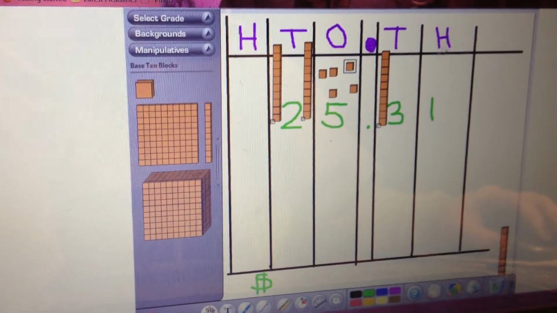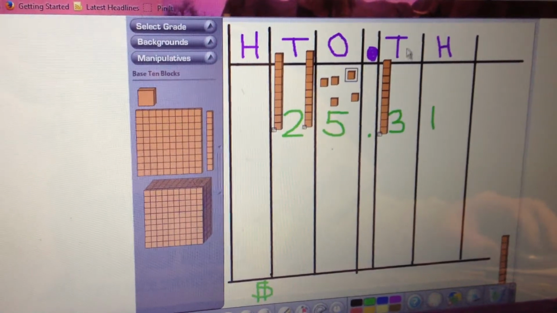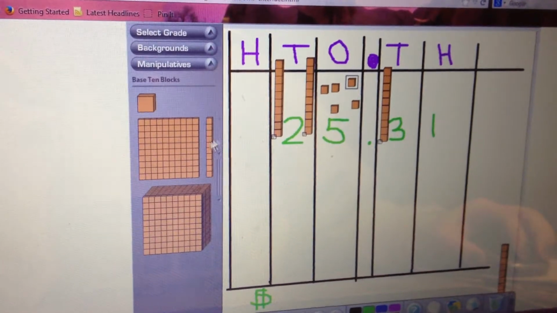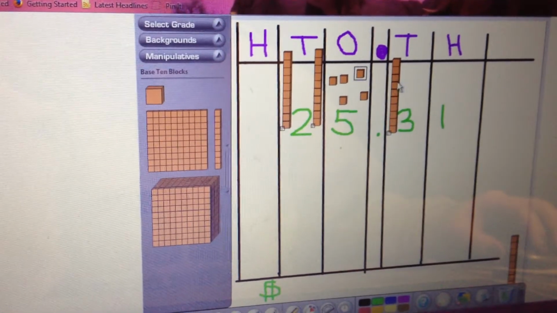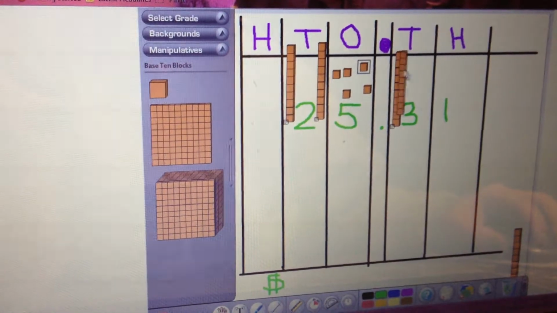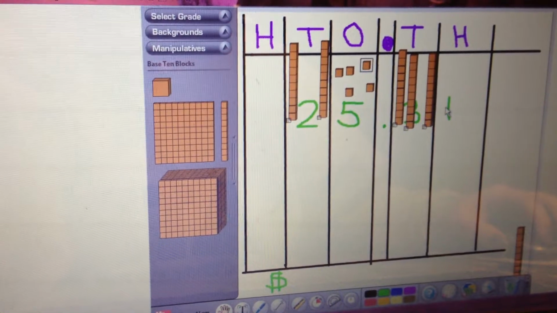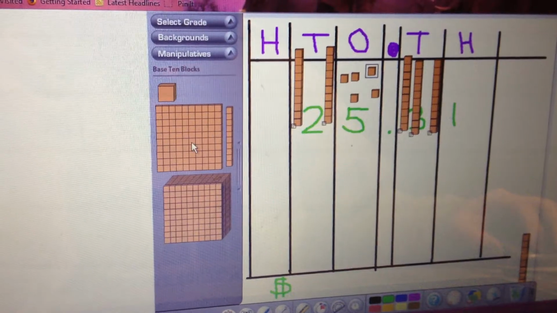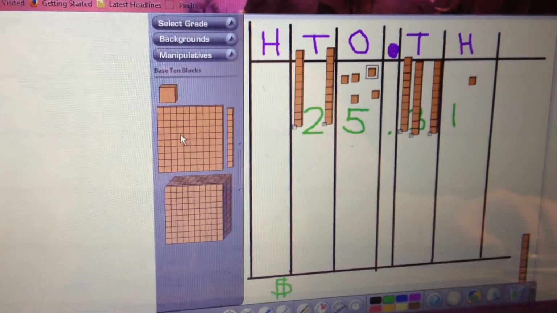Actually, I said that wrong. If we had a thousandths place, that's what we would be going to. We're actually using, since we only have a hundredths place, we're going to say that our 100th is our whole. So this long equals 1/10 of the 100 flat. So right here where it says that we need 3/10, we're going to use 3 of those longs. And then 1/100. So because 100 of these units equals 1 of these flats, we're going to use 1 of those. It is 1/100 of our whole.